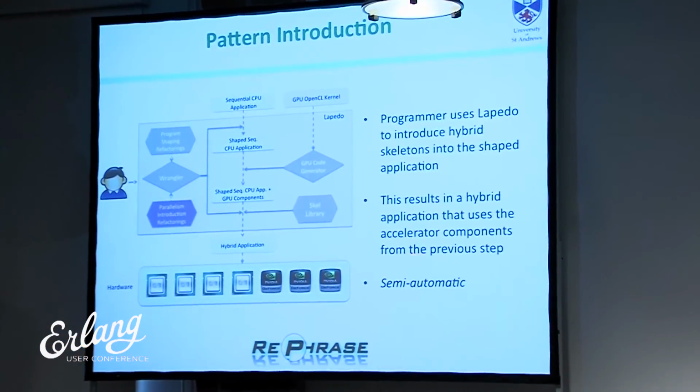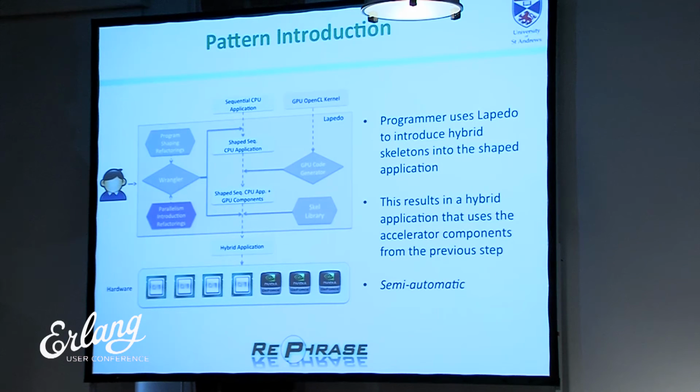So this process is what we call semi-automatic. Semi-automatic in the sense that the programmer has to do a little bit of guidance. He has to choose which refactoring he wants, he has to choose which pattern he wants, but it's automatic because all of the conditions are checked by the tool automatically, and the code is transformed automatically. So he doesn't really have to do that much.